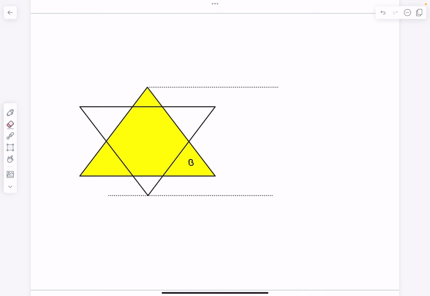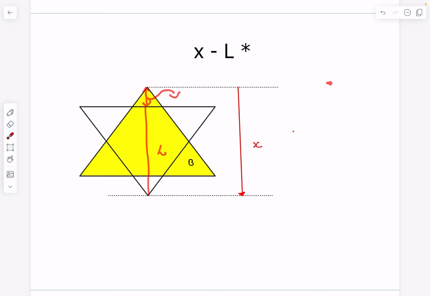Now let's talk about the situation for x greater than L, guys. From the initial point, the tip of the triangle has traveled a distance of x. Now the height of this triangle is again capital L. So the height of this very small triangle over here is going to be L minus x. As we know the height of this triangle, we can figure out its area.